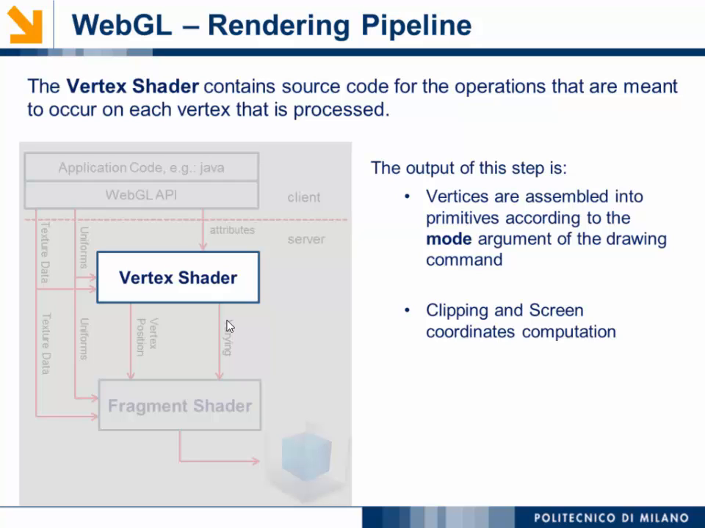Also, clipping and screen coordinates are computed at this step, meaning that you don't have to explicitly calculate if a given mesh is completely inside the frustum, totally outside the frustum, or partially in between. It's something that automatically happens. The vertex shader automatically does that, and also the transformation to screen coordinates of everything we are computing. Something that happens automatically.